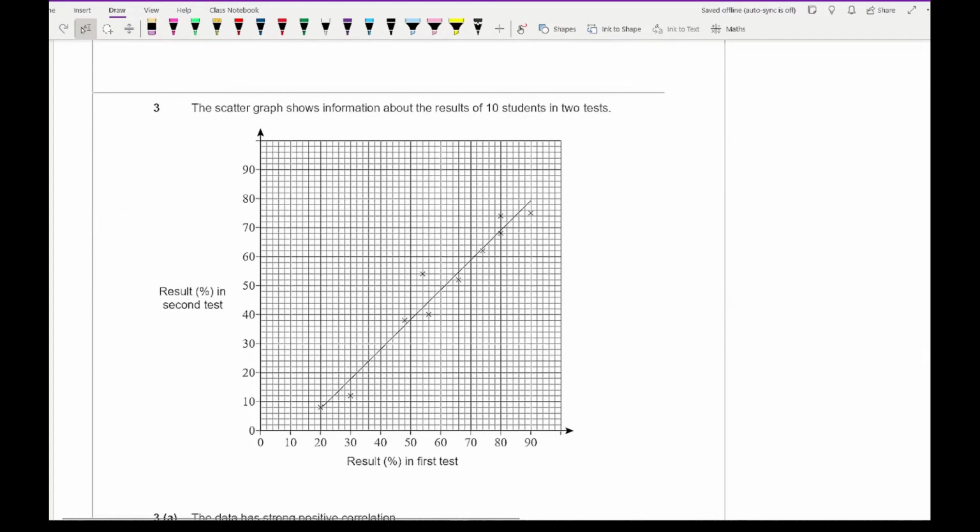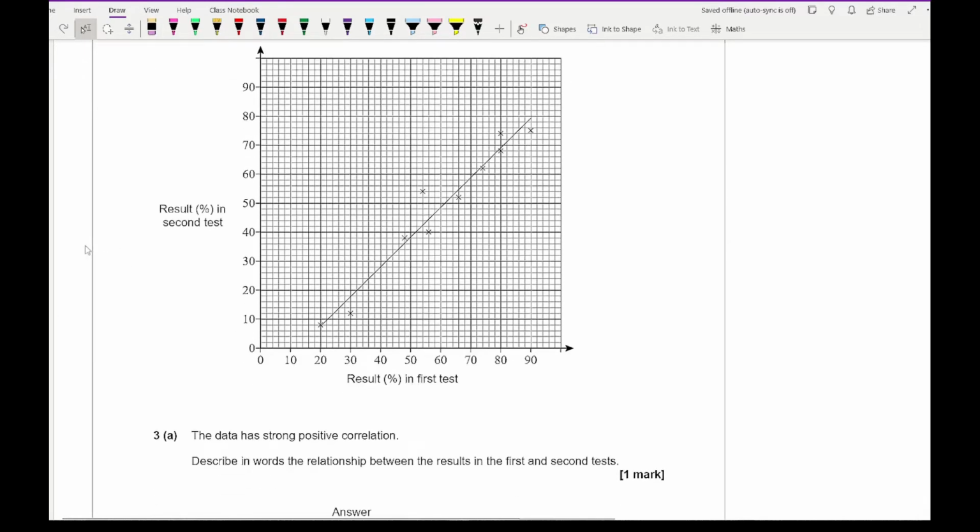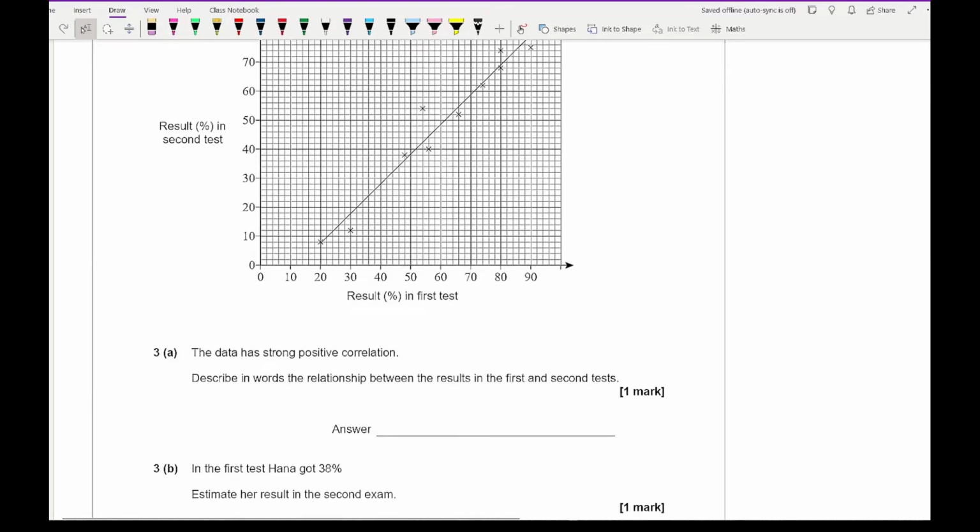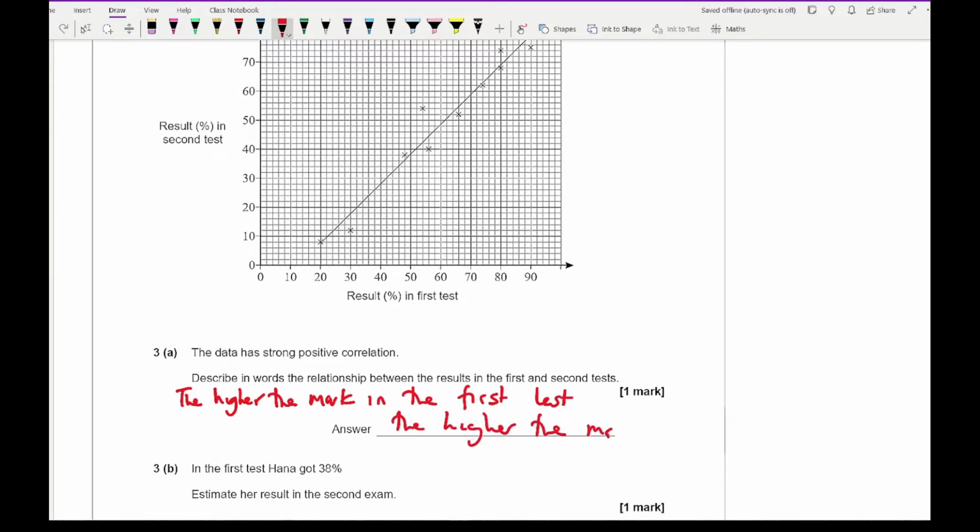Moving on to question 3, it says the scatter graph shows information about the results of 10 students in 2 tests. And the first question says, use the data has strong positive correlation. Describe in words the relationship between the results in the first and second test. So for this, what you want to say is something along the lines of the higher the mark in the first test, the higher the mark in the second.